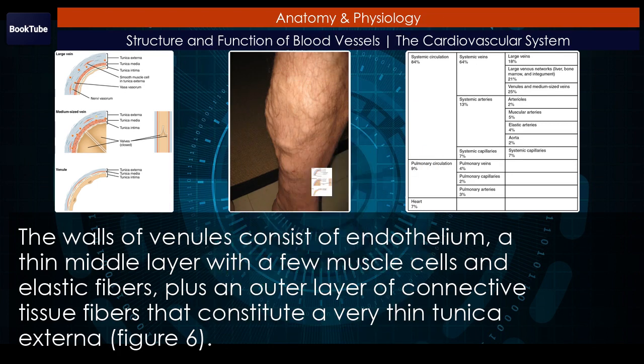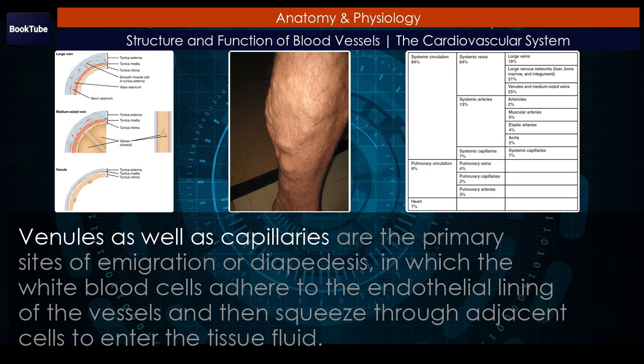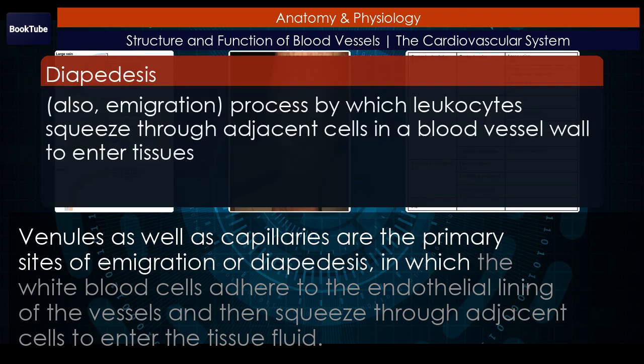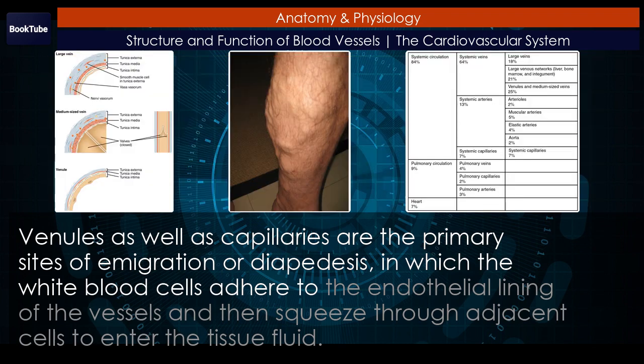Figure 6. Venules as well as capillaries are the primary sites of emigration or diapedesis, in which the white blood cells adhere to the endothelial lining of the vessels and then squeeze through adjacent cells to enter the tissue fluid.